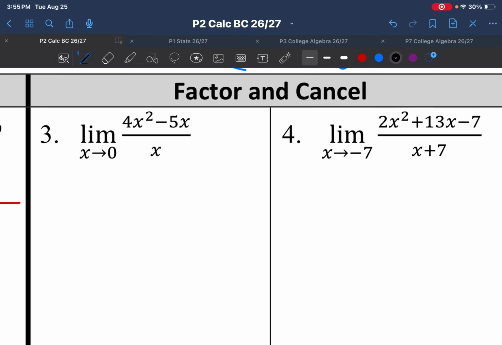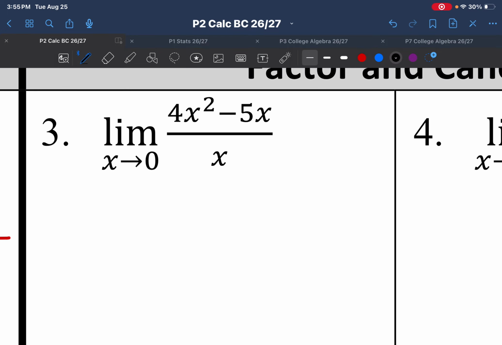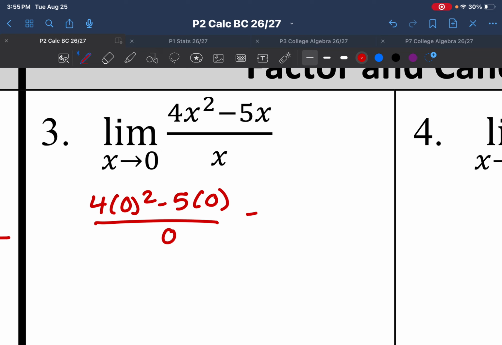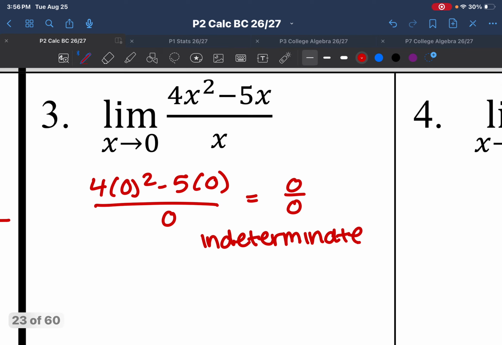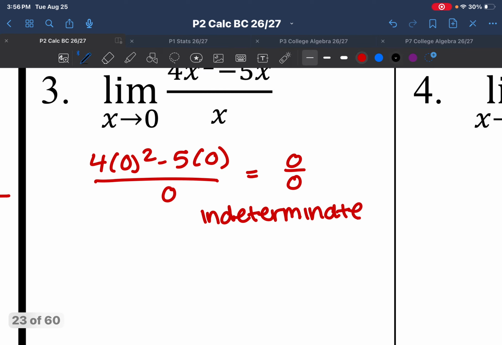Okay. Now let's look at number 3. So remember, our first step is to always plug in 0. So we have 4 times 0 squared minus 5 times 0 over 0. This is going to be 0 over 0, which is an indeterminate. So what you need to do instead is you need to try to factor. That would be your next thing.